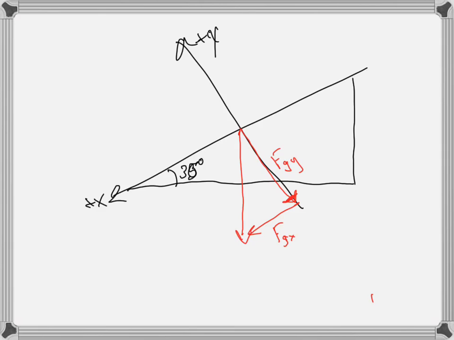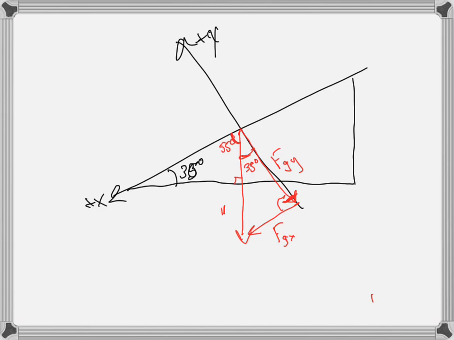Okay, so if this is 35 degrees, then this angle here is 90 minus 35 degrees, so this angle here is 55 degrees. So this angle here is 35 degrees. So you need to do that. You need to look at the similar triangles and figure out what's at right angles, where are the angles. So 35 degrees is there.